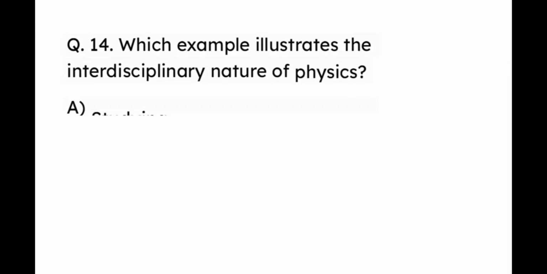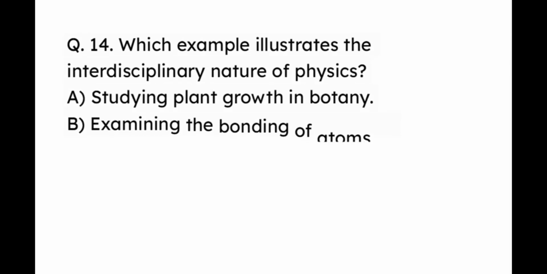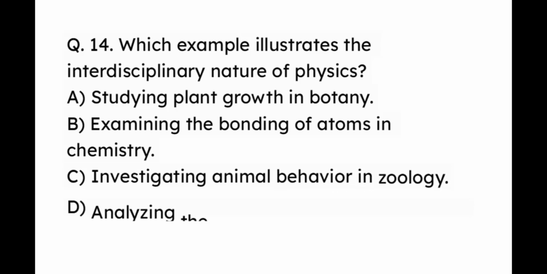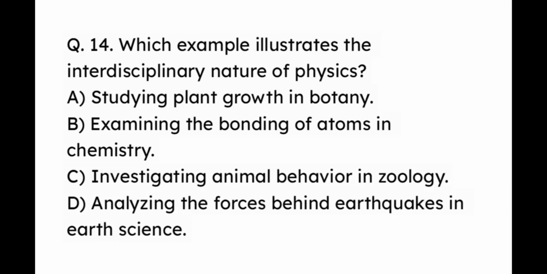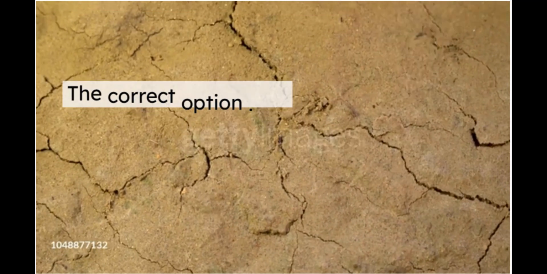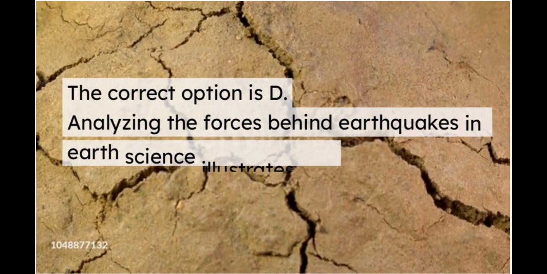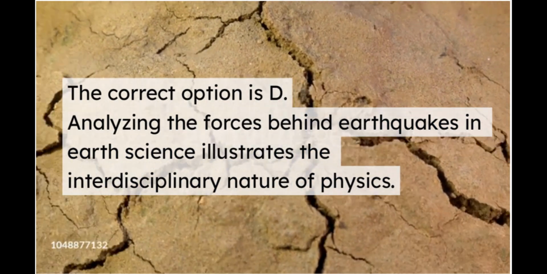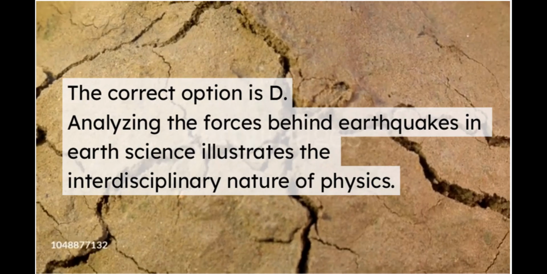Q14. Which example illustrates the interdisciplinary nature of physics? A. Studying plant growth in botany. B. Examining the bonding of atoms in chemistry. C. Investigating animal behavior in zoology. D. Analyzing the forces behind earthquakes in earth science. The correct option is D. Analyzing the forces behind earthquakes in earth science illustrates the interdisciplinary nature of physics.